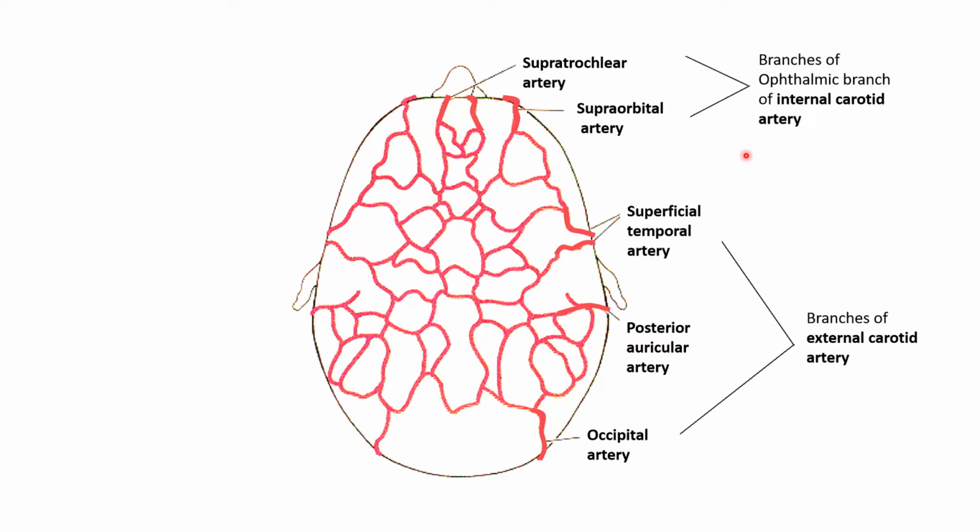They are branches of the internal carotid artery. How many branches of the external? Three: superficial temporal, posterior auricular, and occipital artery. Now what do you see here?